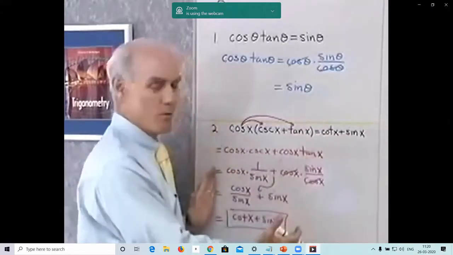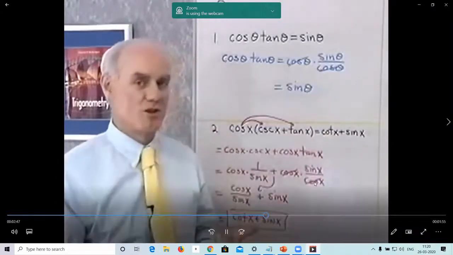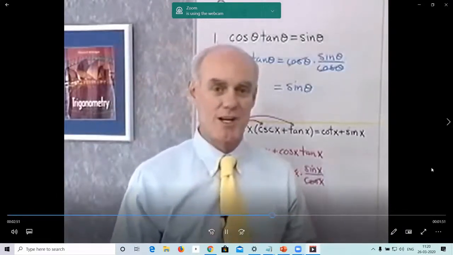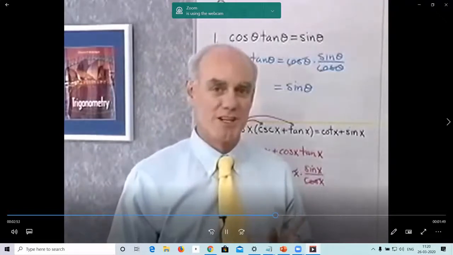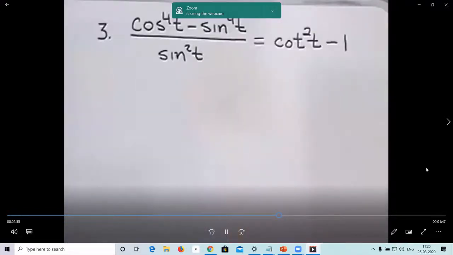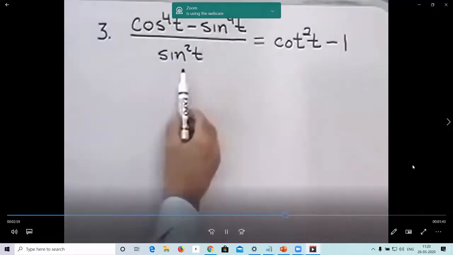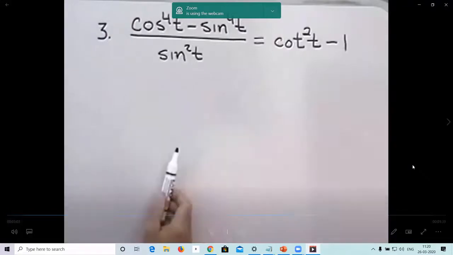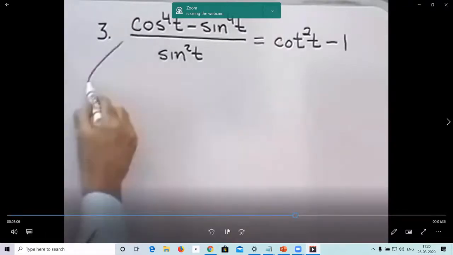So you can see by watching what I've done right here that you need to know those basic identities, reciprocal identities, ratio identities, Pythagorean identities to be able to do these problems. Here's another one. I have cosine to the fourth t minus sine to the fourth t over sine squared t is equal to cotangent squared t minus 1. So I'm going to start with this side here.